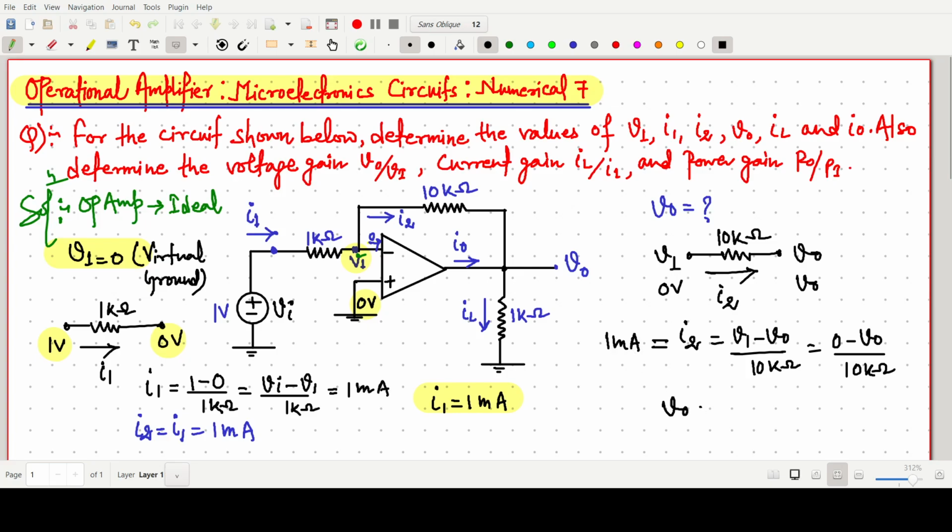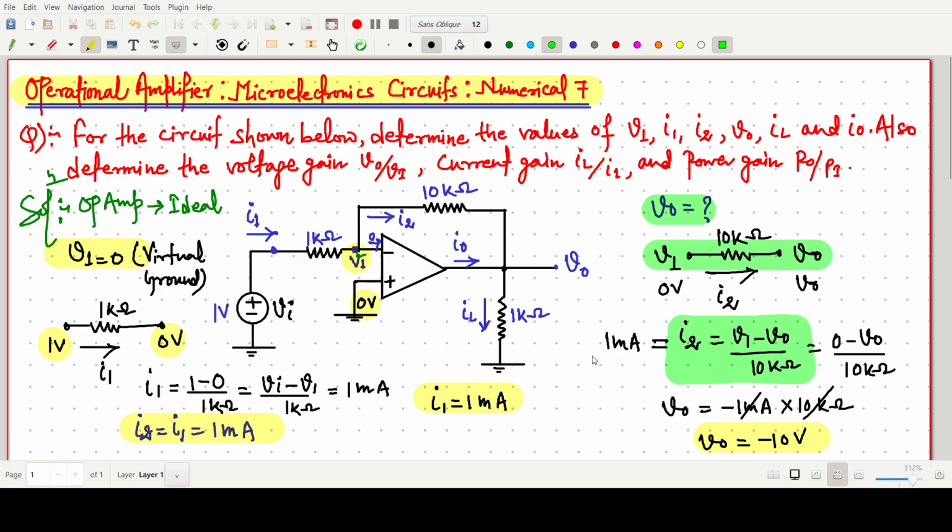So V naught is simply minus 1 milliampere into 10 kilo ohm. The kilo and milli, 10 to the minus 3 and 10 to the 3, will cancel. So V naught equals minus 10 volt. I am highlighting this one. Here I2 equals I1, and we found the value of V naught by using this resistor. This is the process: once we know I2, we can find V naught. So now I2 is already known, and V naught is also known.